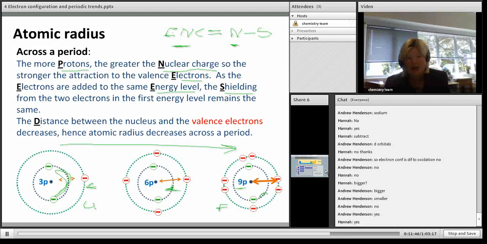So I'm increasing my nuclear charge, I'm getting more and more protons, I've got 9 over there. I've got the same amount of shielding, so my effective nuclear charge is increasing. What I'm trying to show with this orange thing over here is a much stronger attraction. If I've got a stronger attraction, what do you think is going to happen to those valence electrons? Are they going to get pulled closer to the nucleus, or are they going to go further away?